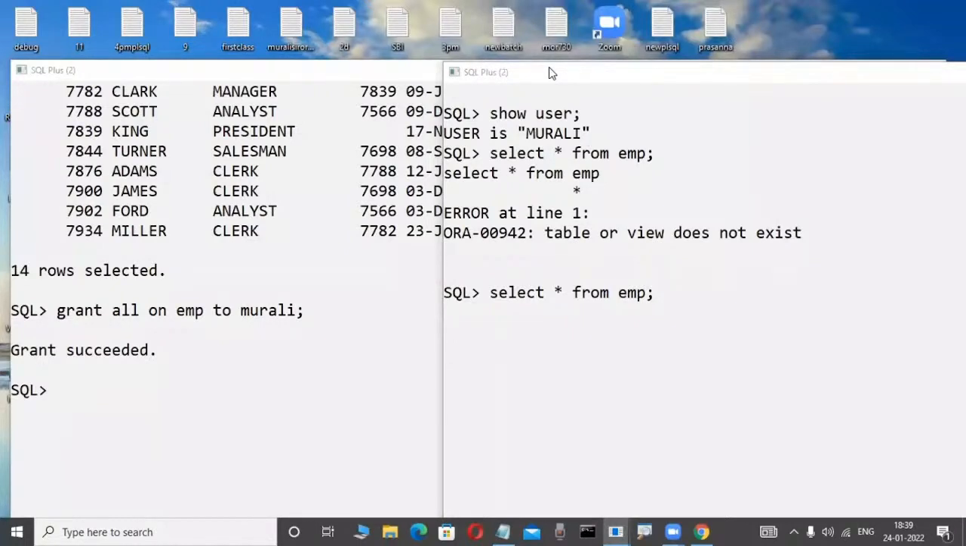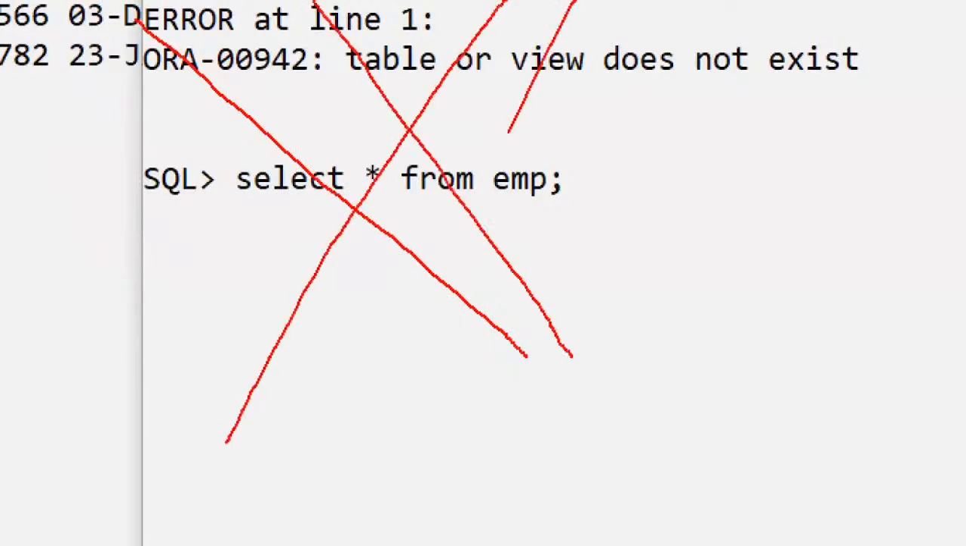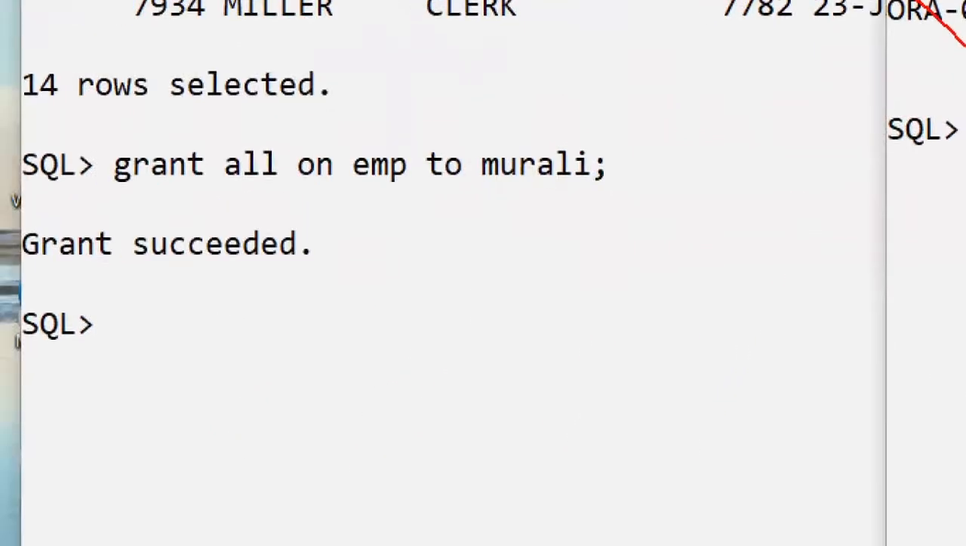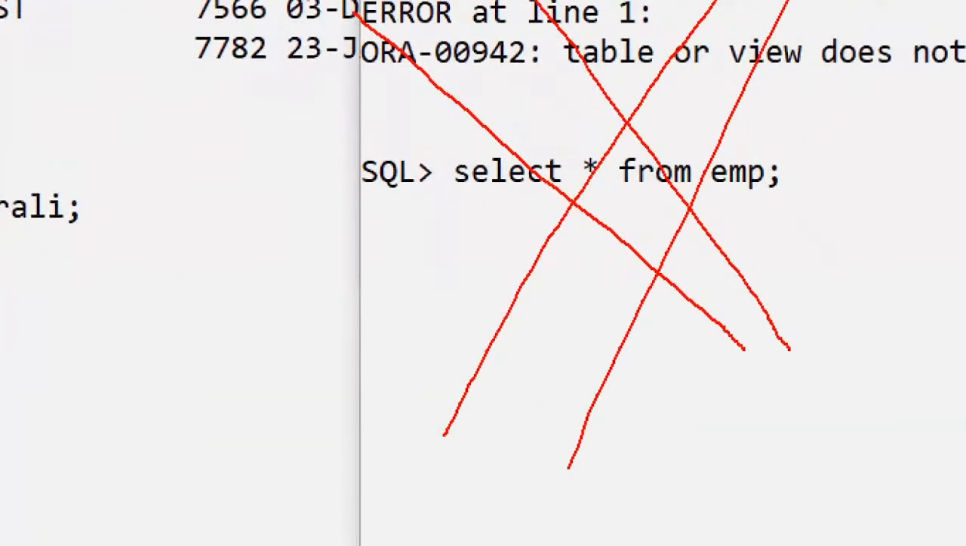Very good. So many fellows are in our class. If I were a first-time newcomer, I would also think like that: grant is succeeded, so it must be possible. You are telling me the same, and I am also thinking like that. But it is impossible. That is the beauty of the relational data model. Grant is succeeded, so why is it not possible?